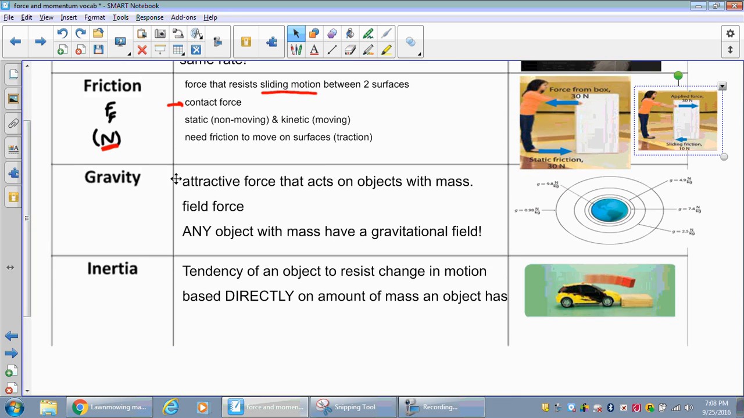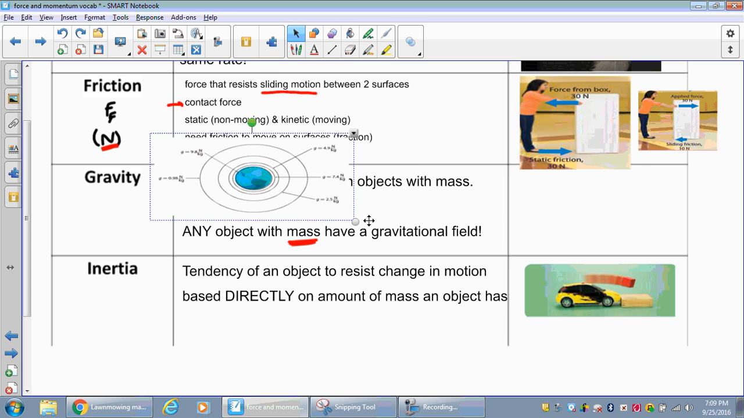Gravity in general, not the force gravitational, but the idea of gravity, is basically just an attractive force that acts on any object with mass. It is a field force because it acts at a distance. It does not need to touch. The Earth will pull the moon towards it without having to have a string attached to it. Any object with mass has a gravitational field, so you have a gravitational field to the person next to you. So even if that guy or girl doesn't like you, guess what? They're attracted to you.